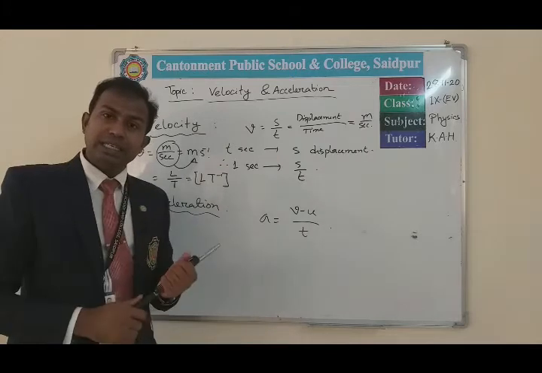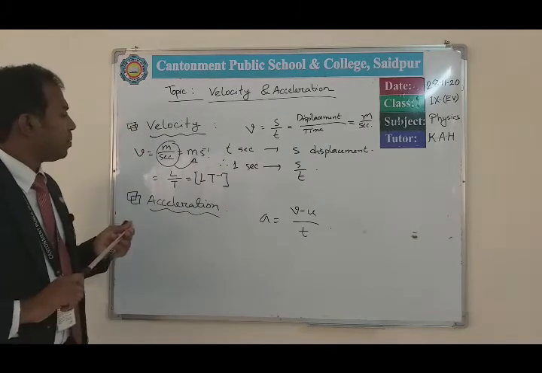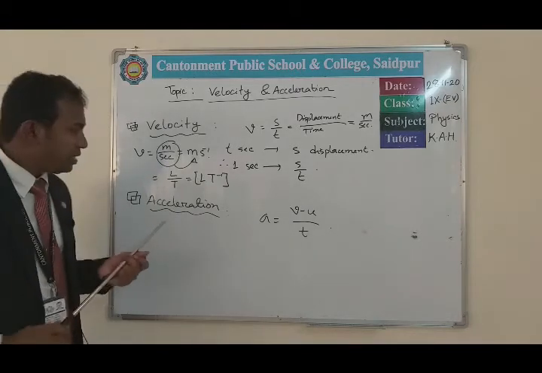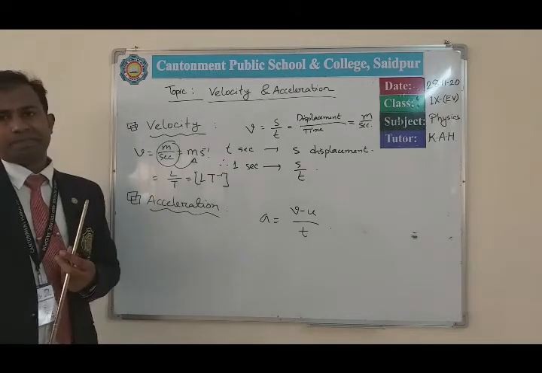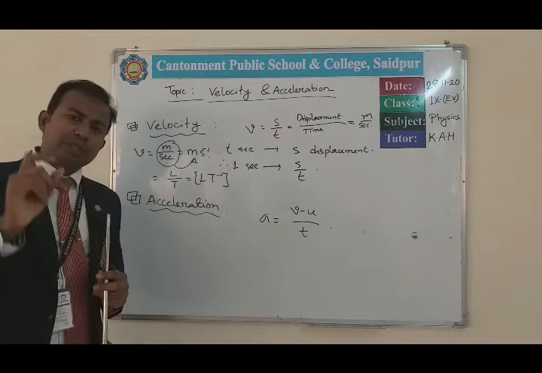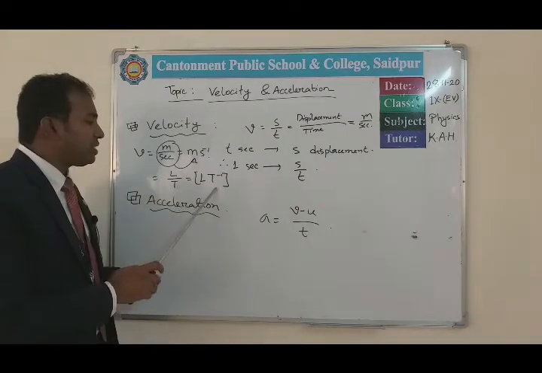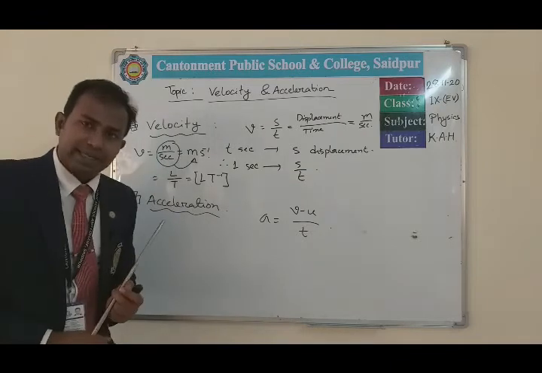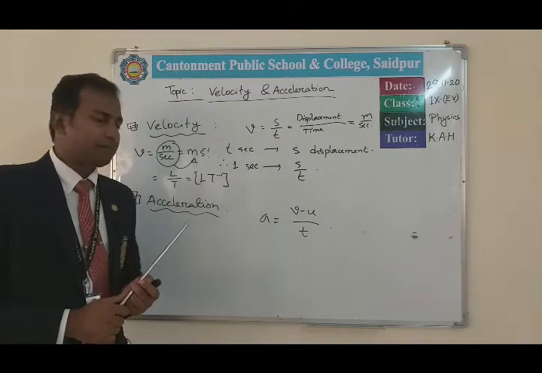The unit of velocity is meter per second. The dimension of velocity is LT inverse 1. As a formality for the dimensions, after writing them you have to close them with a third bracket. So maintain it, my dear students.